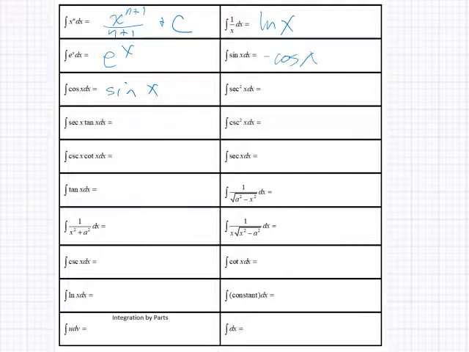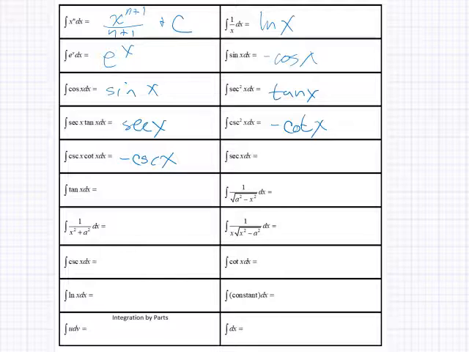Secant squared x is going to give you your tan x. Secant times tan, that's going to give you secant x. And these are just because you know your basic derivatives. You also know your integrals. Cosecant squared is going to give you minus cotan. Cosecant x, cotan x. This one's going to give us your minus cosecant x.